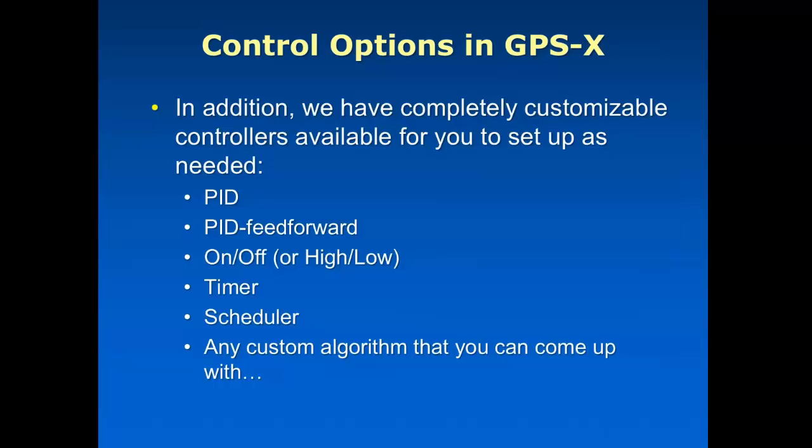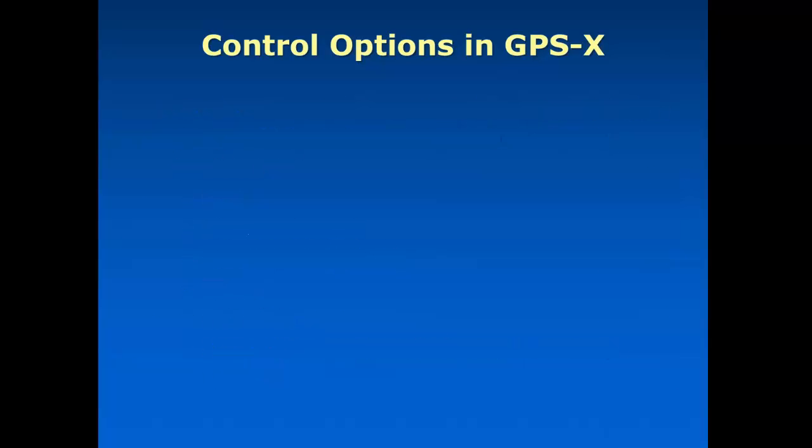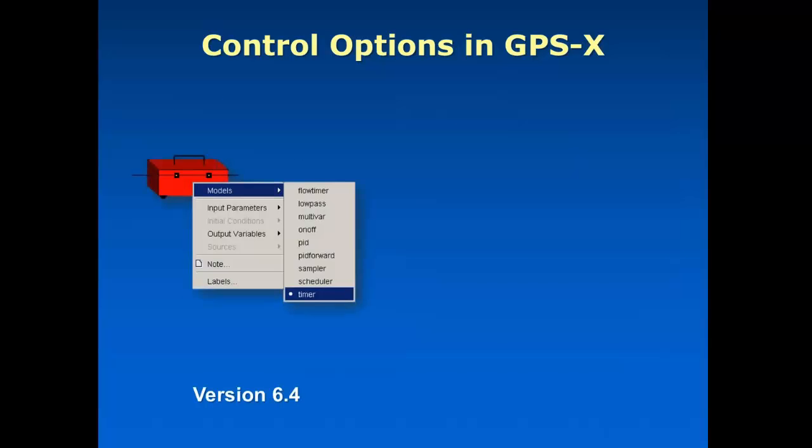Now you can also do these customizable ones. And as I mentioned earlier, these have been in GPSX for a long time. Now I'll make a really quick detour here by mentioning that you're probably used to seeing them in version 6.4 and previous to that for many years, finding our generic controllers in the toolbox object. So if you right-click there and you go to the models menu, you'll see that we have PID forward and PID controllers and on-off controllers and so on. Those are all where we used to store them.